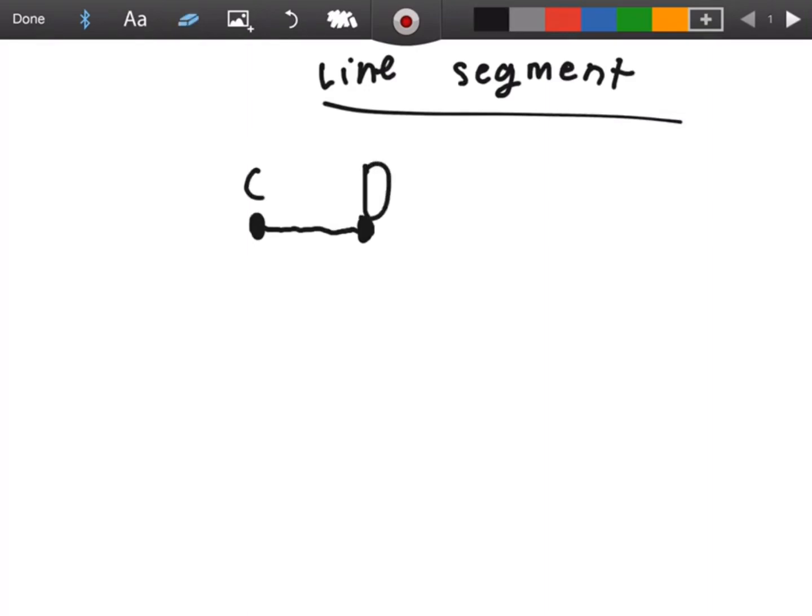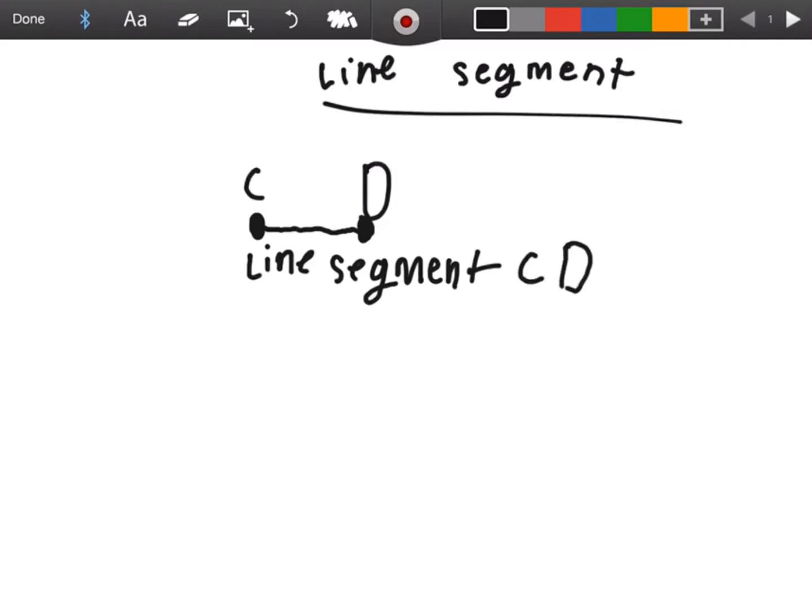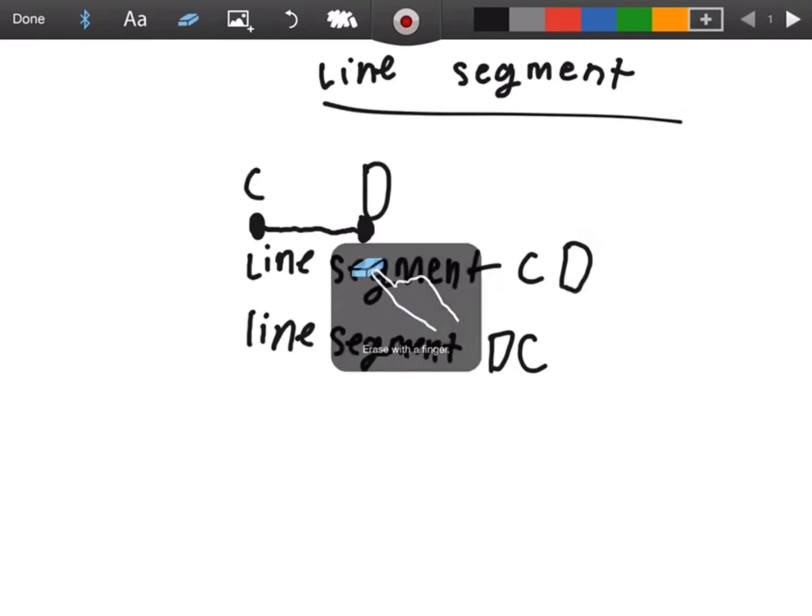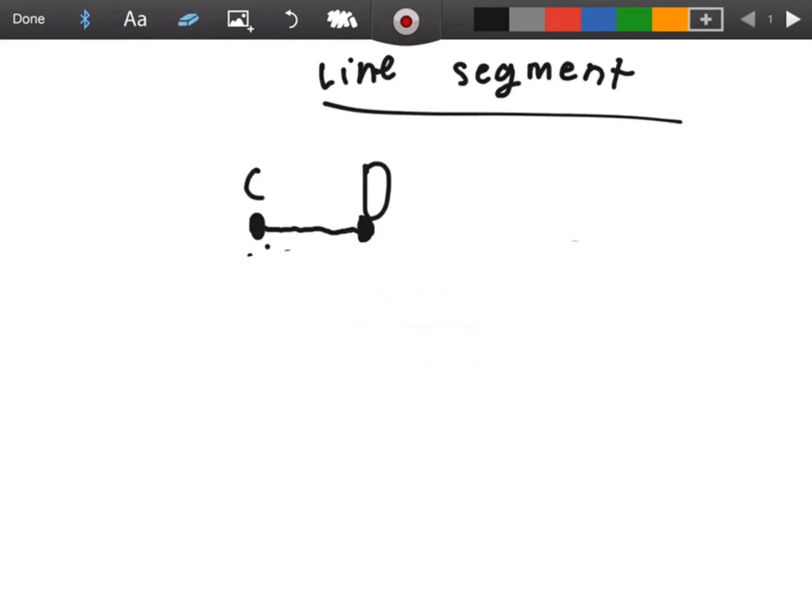C and D. So we'd call that line segment CD, because we can call it any way. We could either call it line segment CD or line segment DC. So that is a line segment. Let's erase the board.